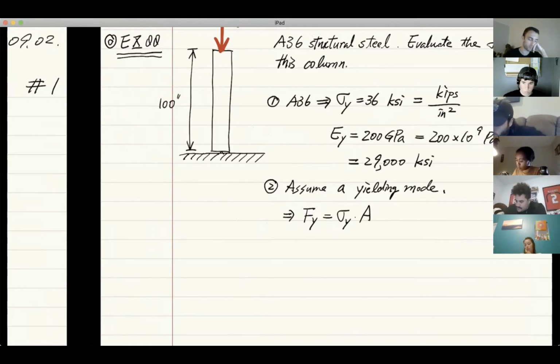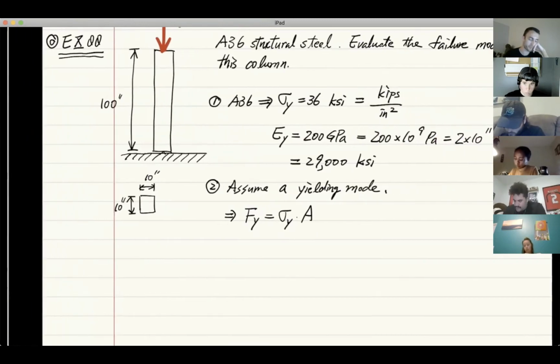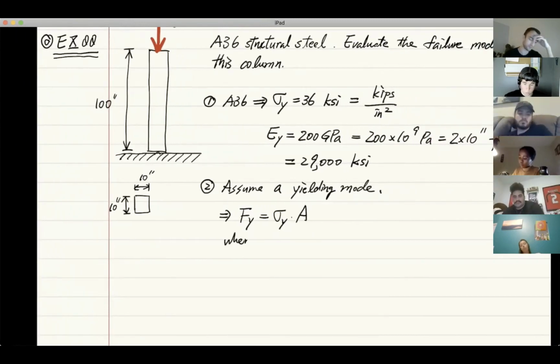Let's assume that this is a 10-inch by 10-inch column. So from here to here, you have 10 inches. From here to here, you also have 10 inches. And if you have a 10-inch by 10-inch cross-section, the cross-section area, of course, is just 10 times 10. That is 100 inches squared, right?